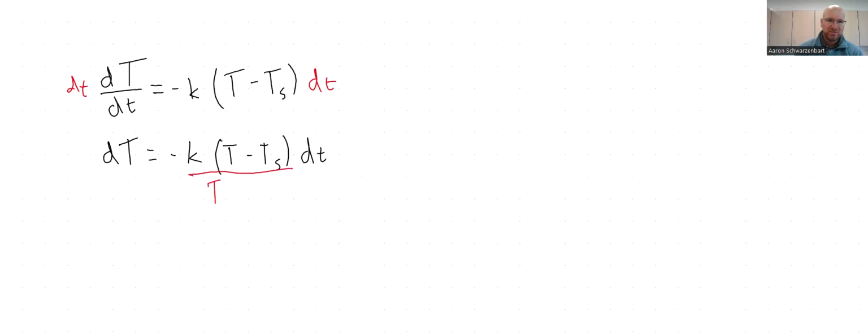I'm going to divide by T minus T sub s. And I end up with 1 over T minus T sub s dT equals negative K dt. And it's time to integrate.